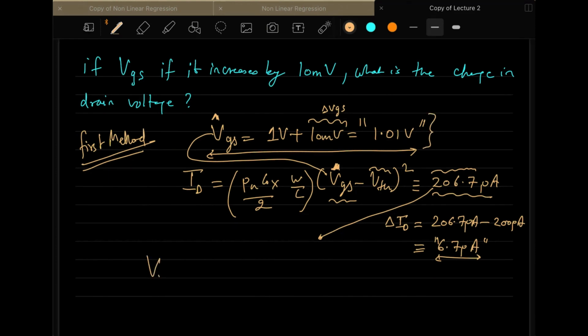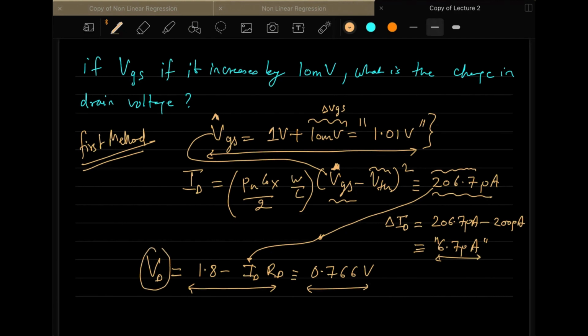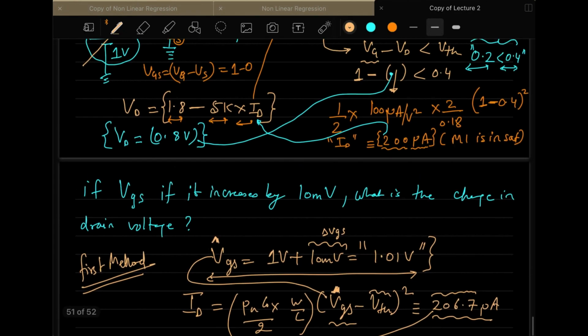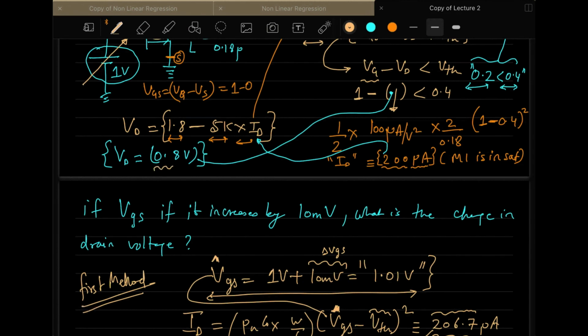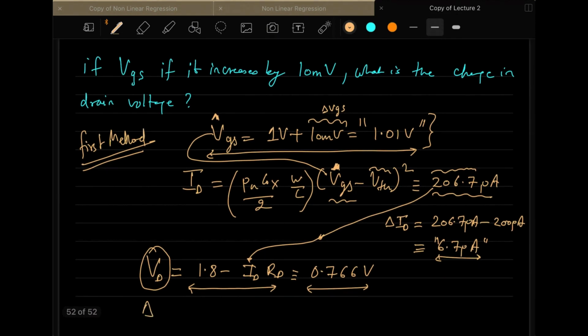So now the drain voltage can be calculated again with this new current which you have calculated. If you do the calculation again, what do you get as the answer? You get 0.766 volts as the drain voltage. Earlier drain voltage was 0.8 volts. Please note, this is the earlier voltage which was given as 0.8 volts. So what is the change in the voltage? The change in the voltage is 0.8 minus 0.766.